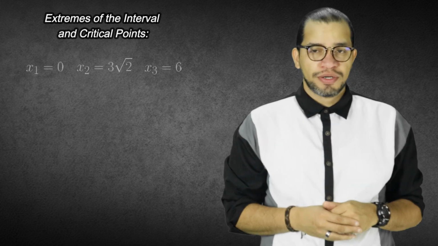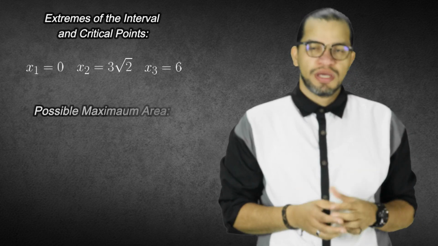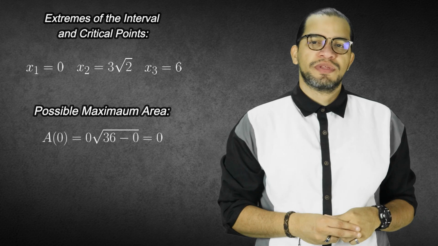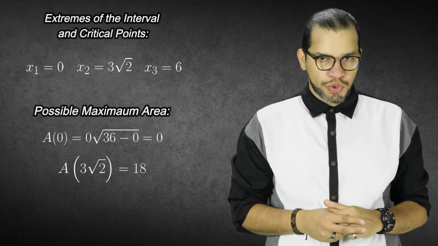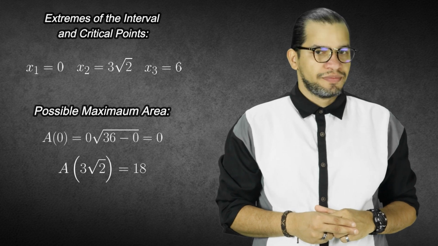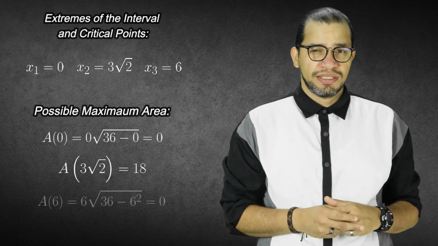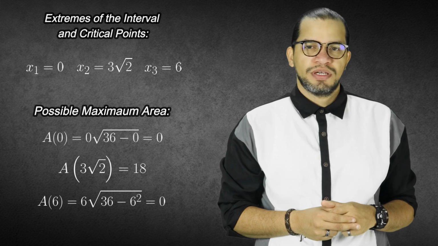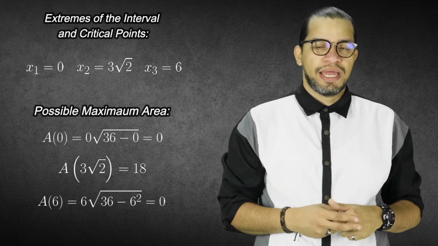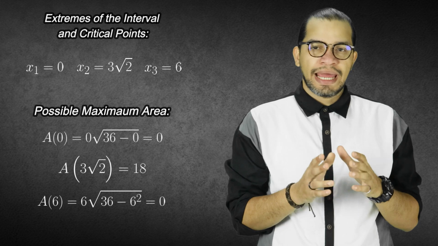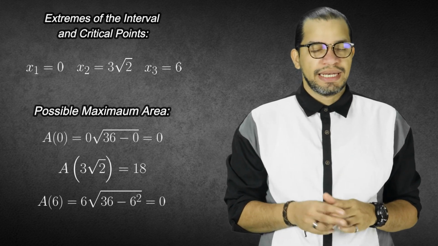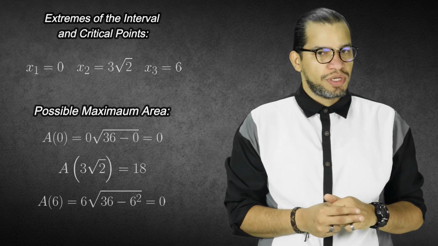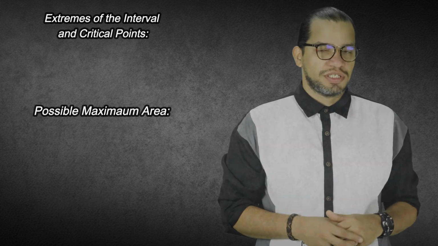Now, let us compare the following results. a of 0 is equal to 0. a of 3 square root of 2 is equal to 18. And a of 6 is equal to 0. Thus, the maximum area is reached when x is equal to 3 square root of 2 and h is also 3 square root of 2 after substitution.